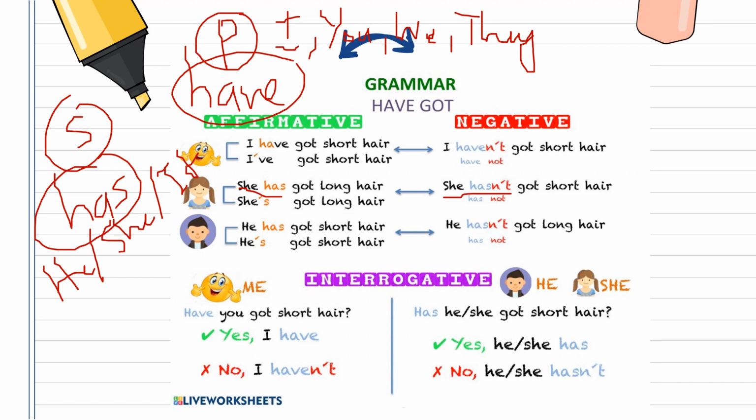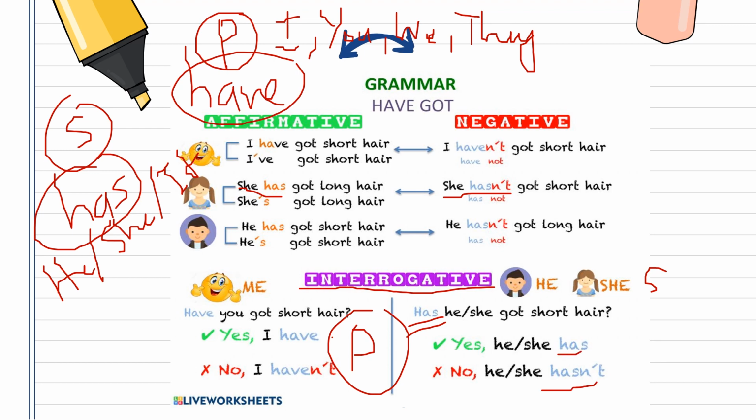Other than to say affirmative and negative statements, have got juga kita boleh guna untuk interrogative, maksudnya untuk tanya soalan. For example, have you got short hair? If the answer is yes, yes, I have. If the answer is negative, you can say no, I haven't. This one is for plural. For singular, you can say has. Here, remember, has. Has he got short hair? If it is positive, yes, he has. If it is a negative answer, no, he hasn't.